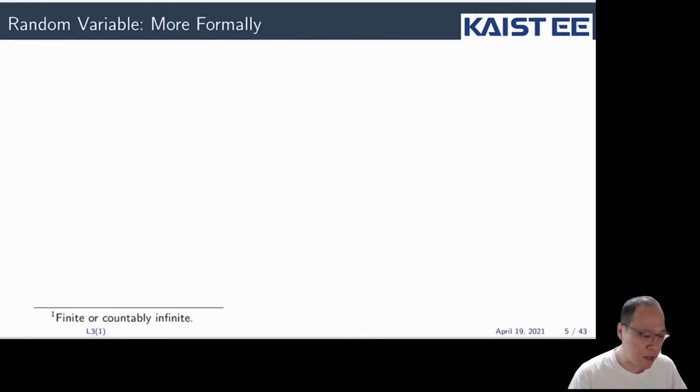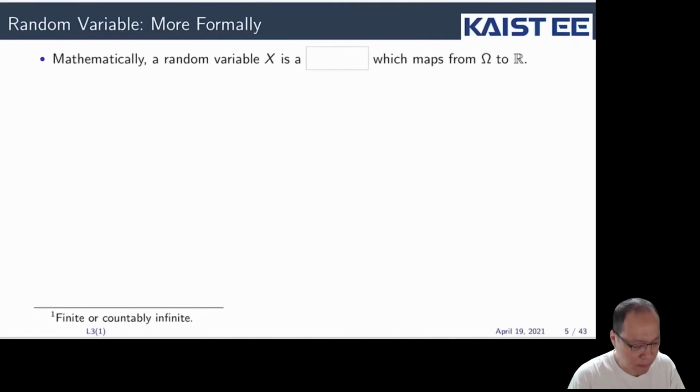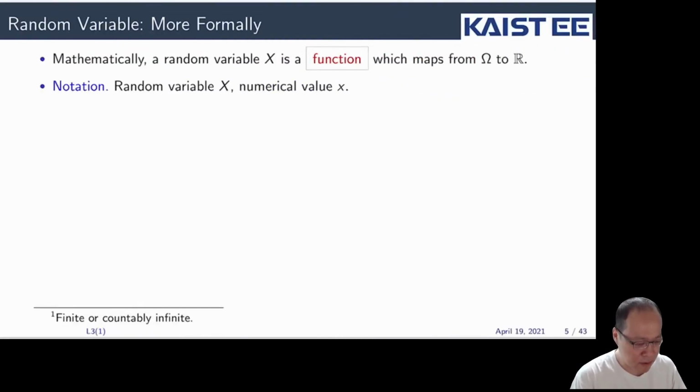As you saw in the earlier example, a random variable is a mapping. Let's formally discuss the random variable. Mathematically, a random variable, let's say X, is something which maps from the sample space to the real line. Here, something is a function. So it's very important to remember that the random variable is a function. Sometimes we forget this, but this is very important. A random variable is a function.